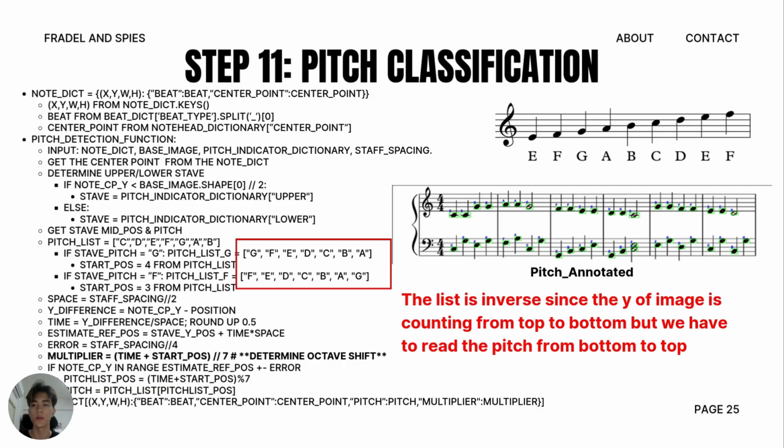10. Now we will set a new reference position by using reference position plus time multiplied by space. 11. Calculate error equal to step spacing divided by 4. 12. We calculate a multiplier to indicate whether the note pitch is a higher or lower octave. 13. We use the new reference position and error to identify if there is a note head inside that range, estimate ref pos plus minus error, then assign pitch list pos equal to time plus start pos divided by 7.